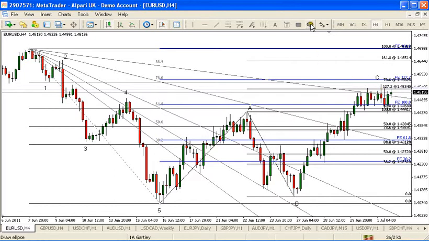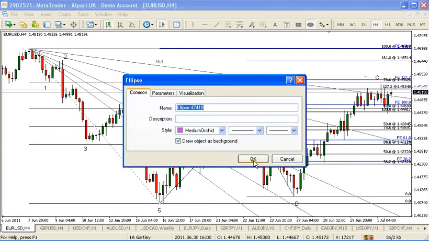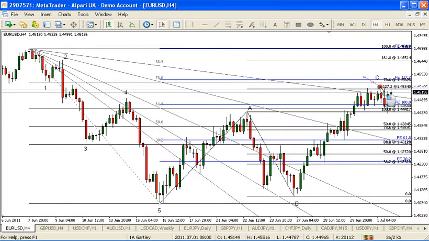Okay, so what I will do is just mark this as a likely zone for the correction to end. Okay, it does not mean that the correction will for sure end here, but it is a very likely zone for the correction to end.